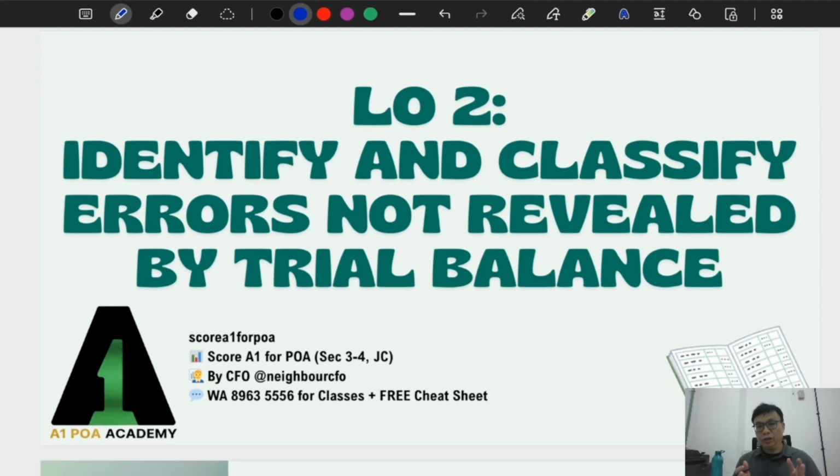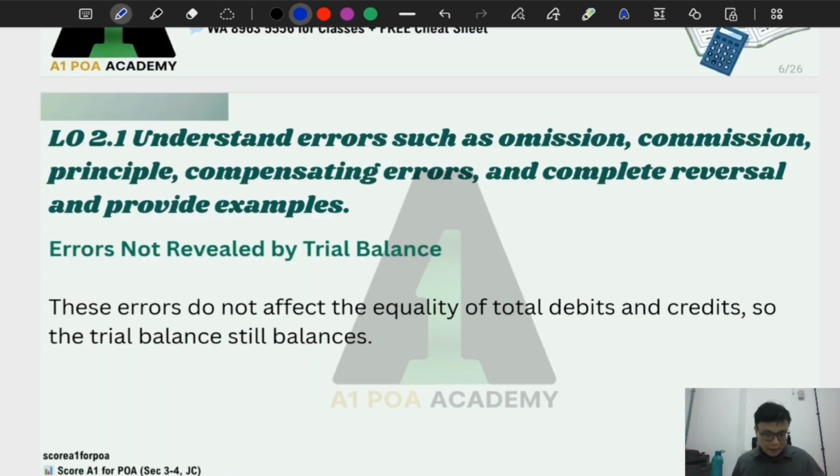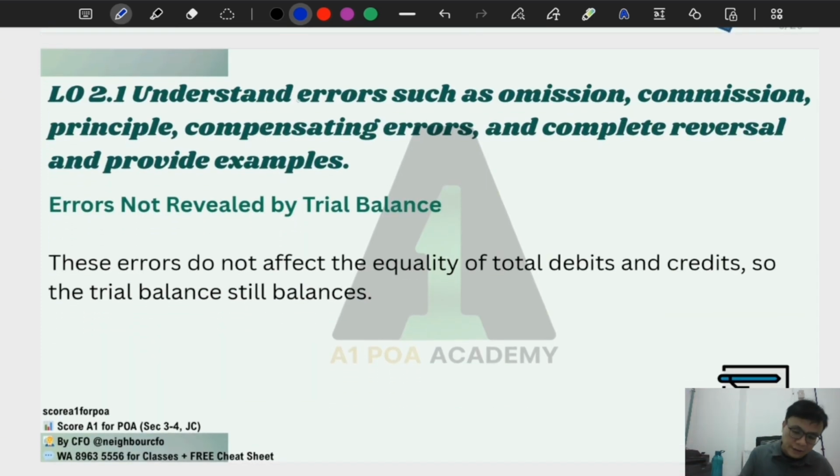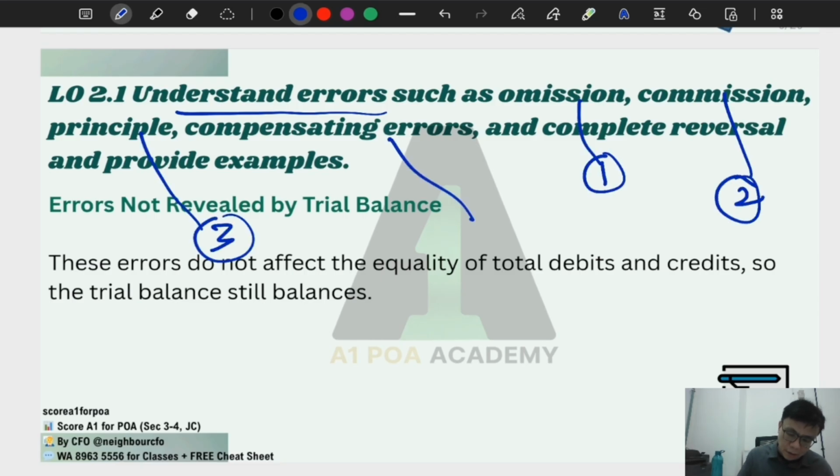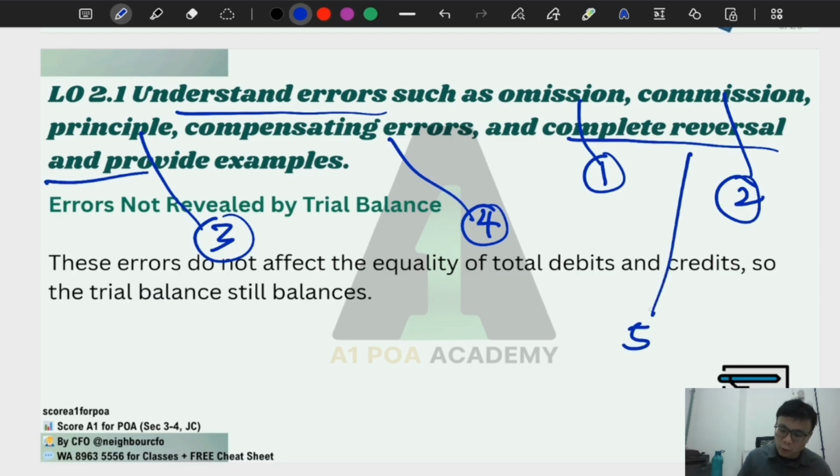At this juncture, we are going to zoom in and give a classic example of every individual error. LO2.1, understand errors such as omission, commission, principal, compensating error, and complete reversal. We are going to elaborate more on that, and of course provide examples.